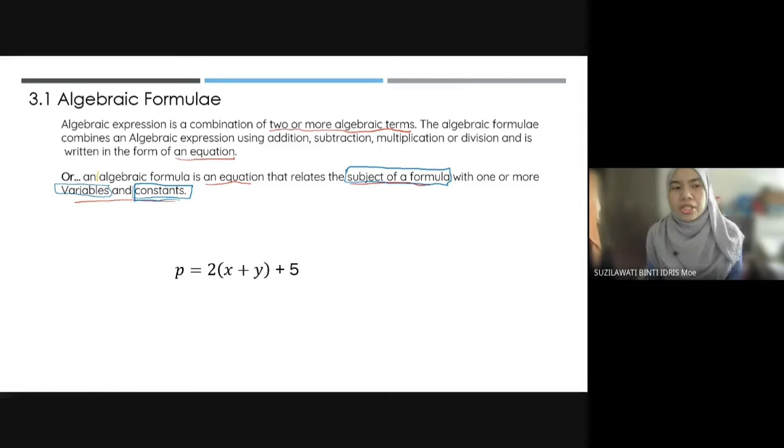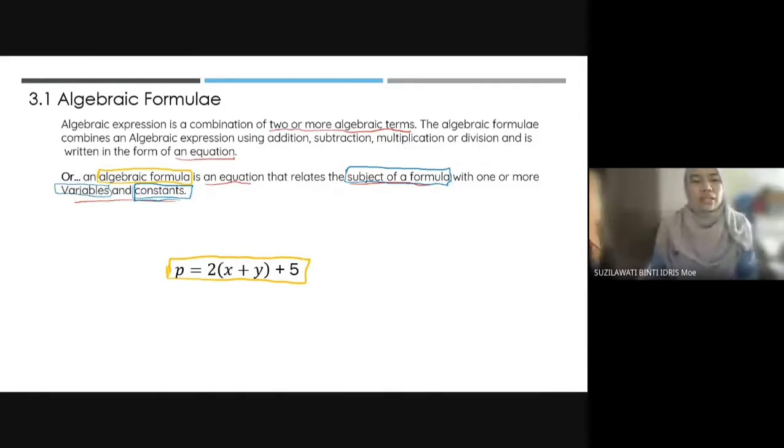Type in chat. Example of what? Come on, boys. The topic that we learn today. Example of algebraic formula. This is an example of algebraic formula. Look carefully at the example. Okay. Algebraic formula is an equation. So this is an equation.